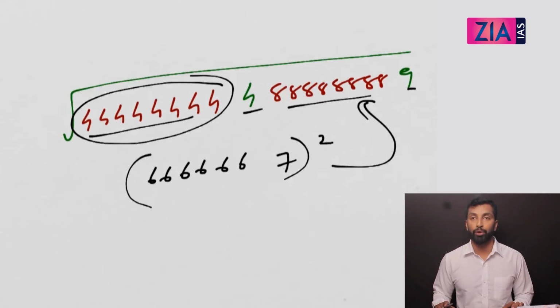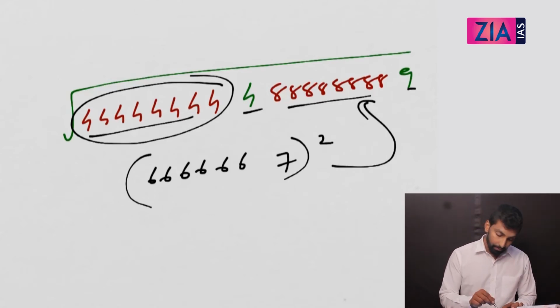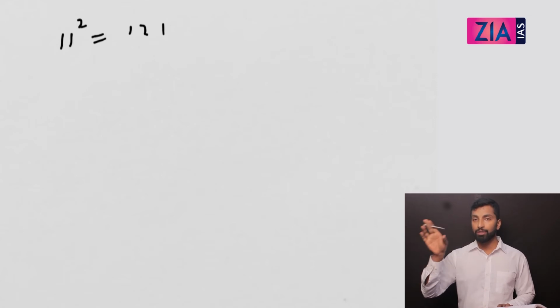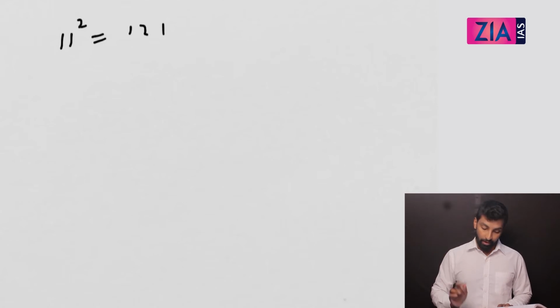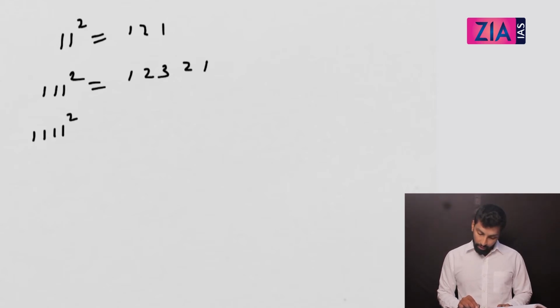I hope this is clear for you, right? Very interesting pattern. Now, another question that I have seen from this pattern is actually like 11 square is 121. Now, 3 times 1 square, 4 times 1 square, 5 times 1 square, etc. we have discussed. Another pattern is you keep on adding zeros in between. So, it's like this. 11 square you know, 111 square you know, 1, 2, 3, 2, 1. 1, 1, 1, 1 square you know, 1, 2, 3, 4, 3, 2, 1.